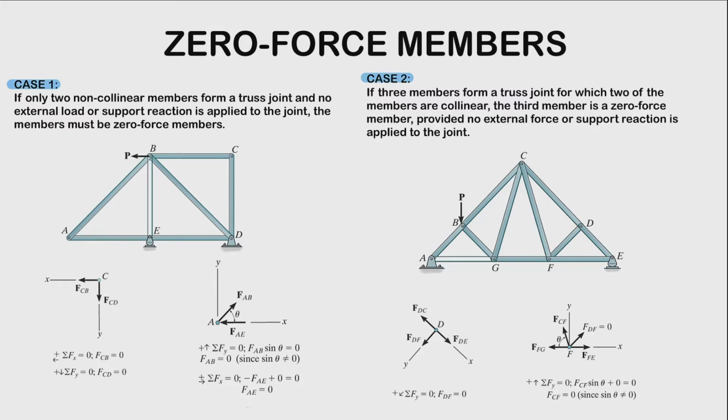Therefore, member DF is a zero force member. Another example: since DF is a zero force member, if we examine joint F, we have two collinear members right here, no applied loads, no support reactions. Therefore, member CF is a zero force member. We could prove this by applying the equations of equilibrium to joint D and then to joint F, as shown right here as proof. Alright?